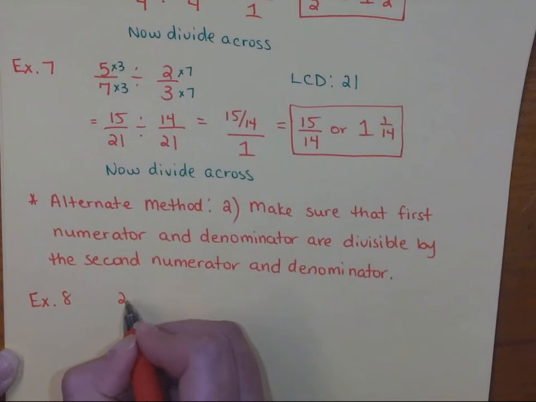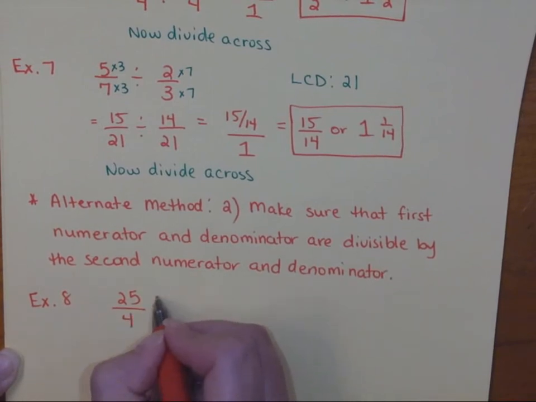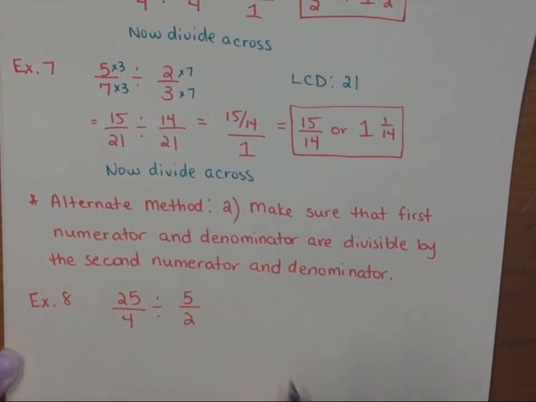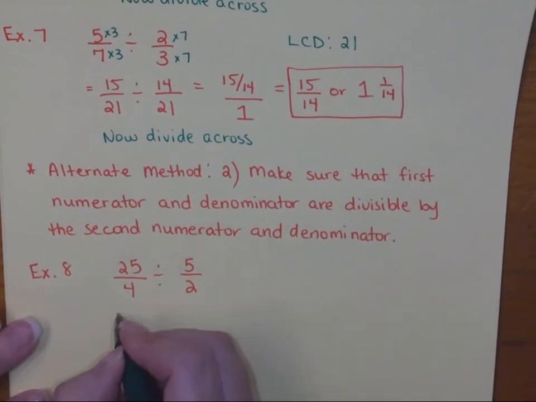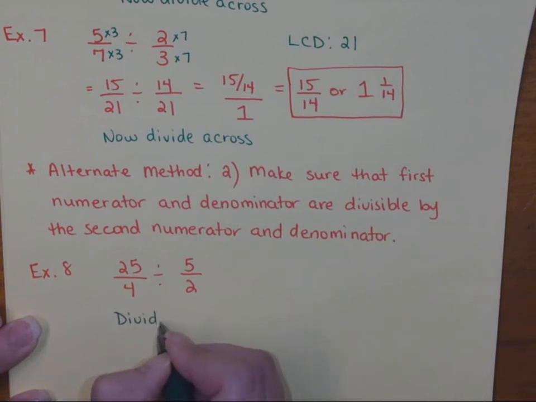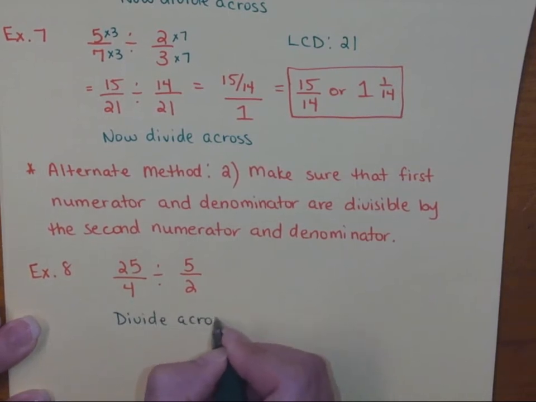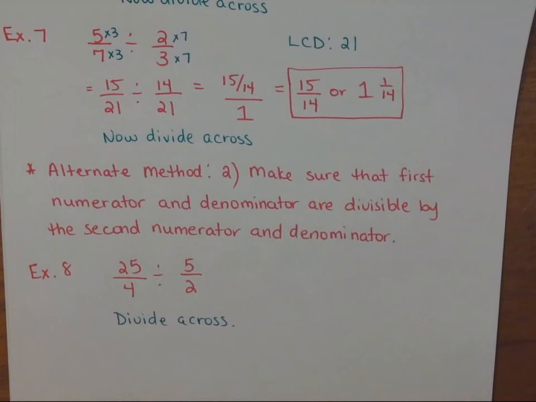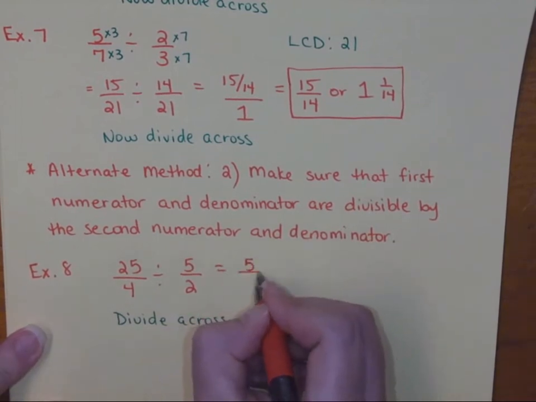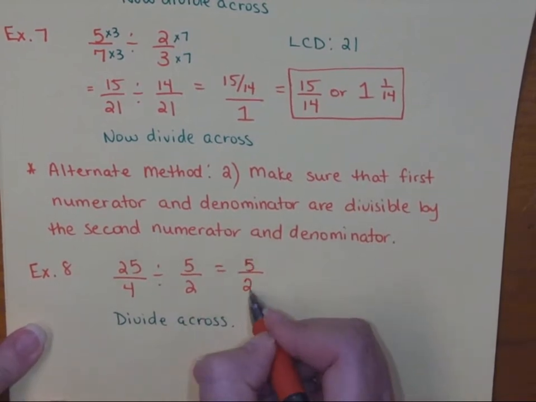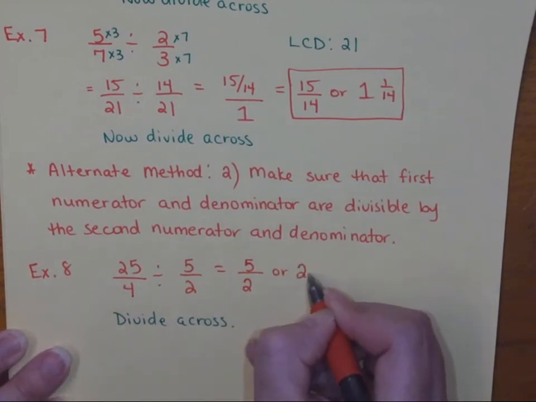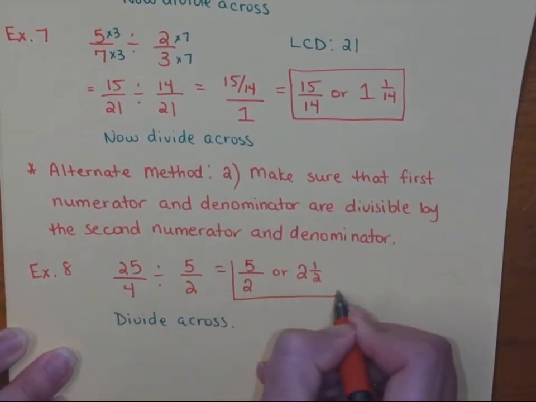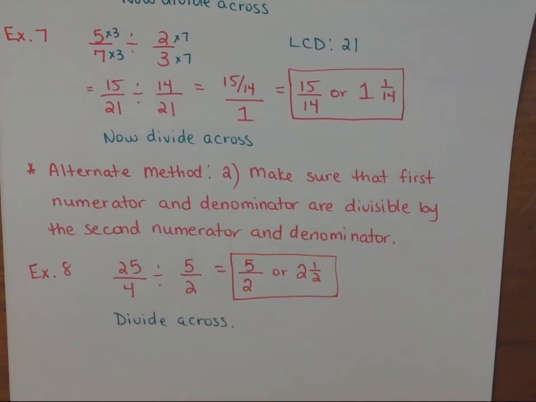So like if you had 25 over 4 divided by 5 over 2, then you don't actually have to get a common denominator here, okay? You can strictly just divide across, because notice both of the divisions would come out nicely. So 25 divided by 5 is 5, and 4 divided by 2 is 2. So our answer is literally just 5 over 2. Or if we wanted a mixed number, we could have our students change it to 2.5.